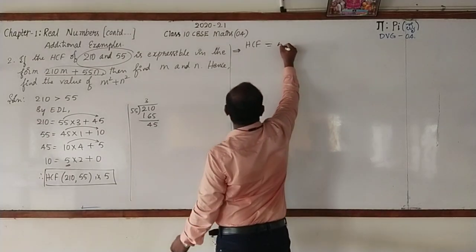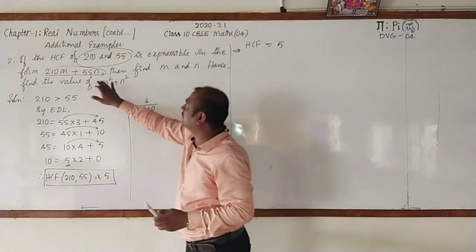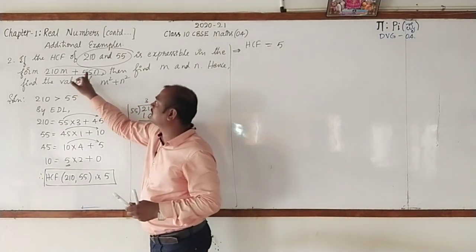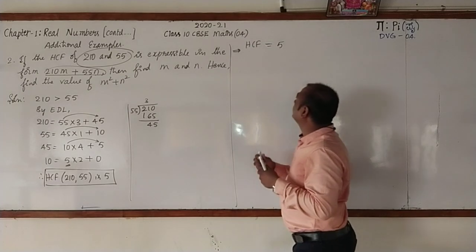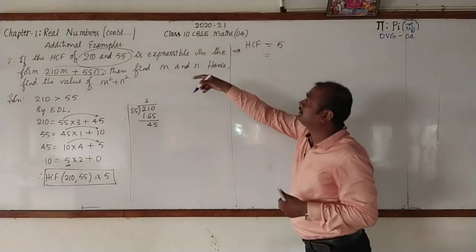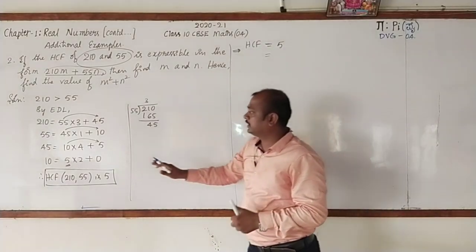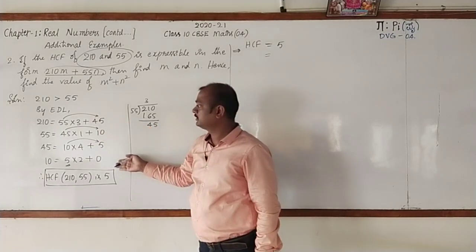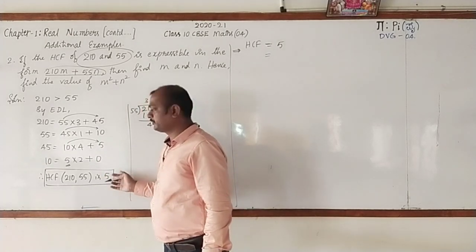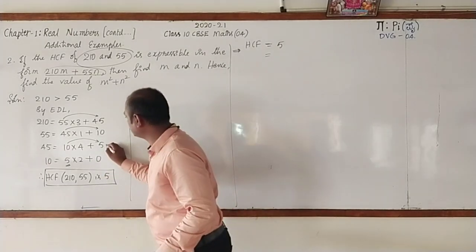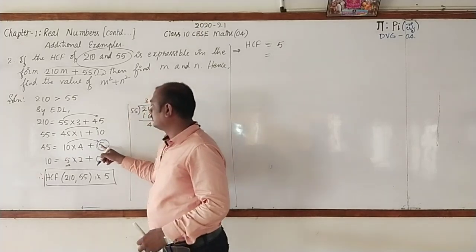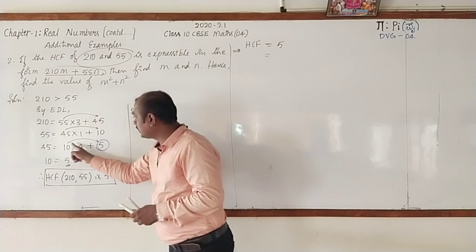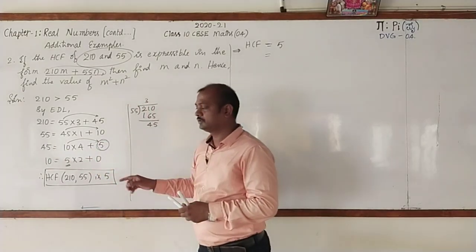HCF is 5. This HCF should be written in the form 210m plus 55n. Then how to write 5 as those numbers? Again, you have to take these well-defined steps which we have used to find out the HCF. Here 5 is there first. See, 5. In these steps, 5 is here. Go for solving 5 from this statement.